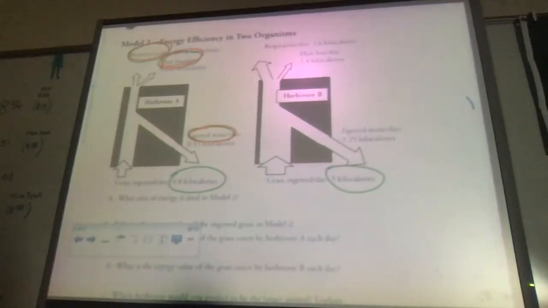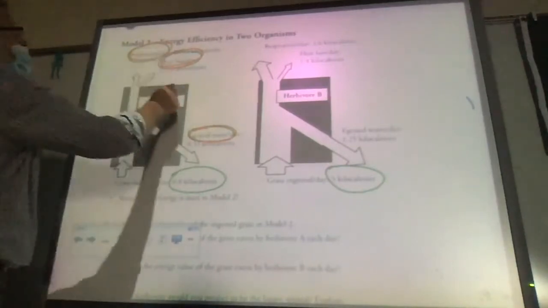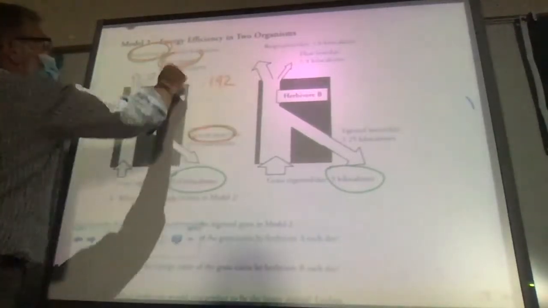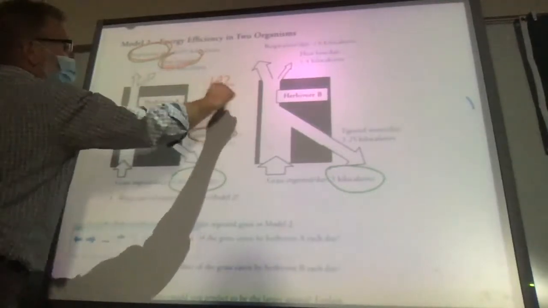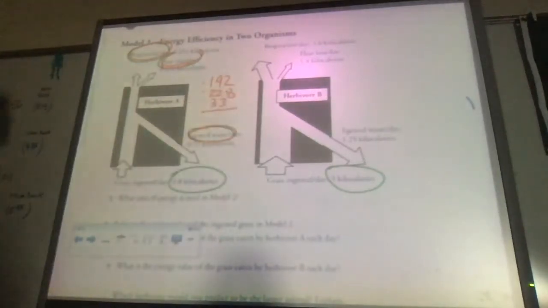So then for each herbivore, this is number 11, calculate the total energy output. Well, total energy output, we simply have to add these three together. I've got 0.192 plus 0.228 plus 0.33. And if I add those up, I believe that comes out to 0.75.